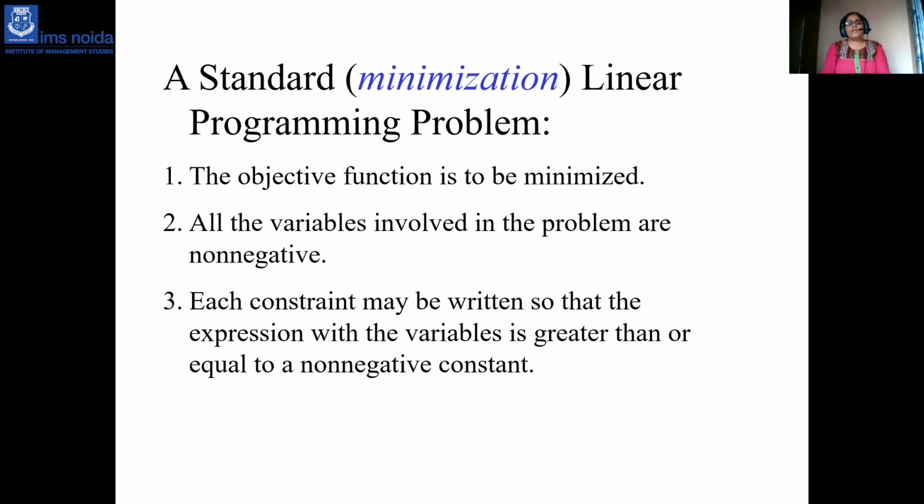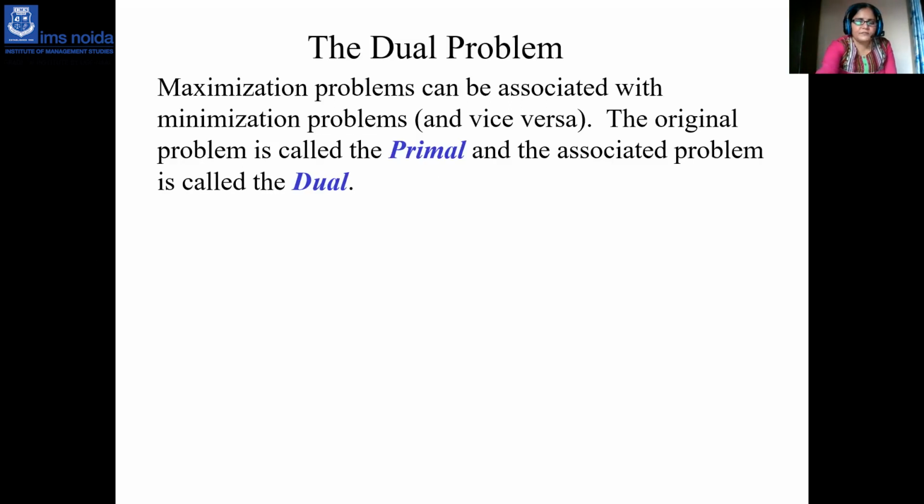The same manner we have used in the maximize z problem. Next, each constraint may be written so that the expression with the variables is greater than or equal to a non-negative constant. The dual problem: what is the meaning of dual problem? The maximize problem can be associated with a minimize problem. The basic problem is known as primal, and the associated problem is known as the dual problem.